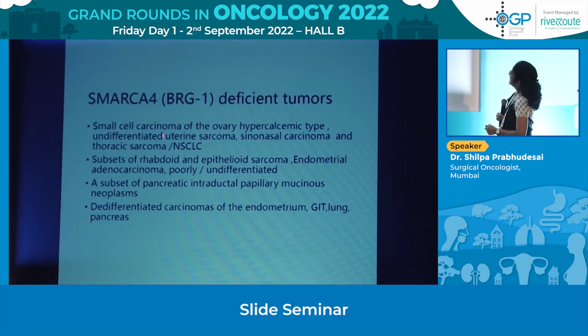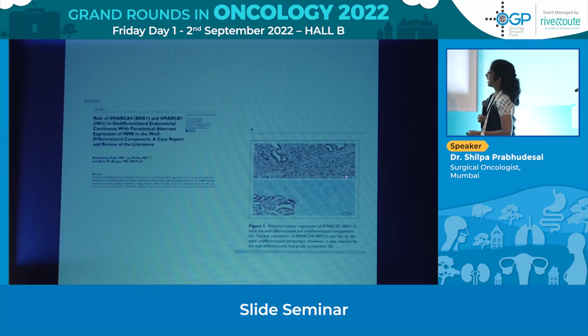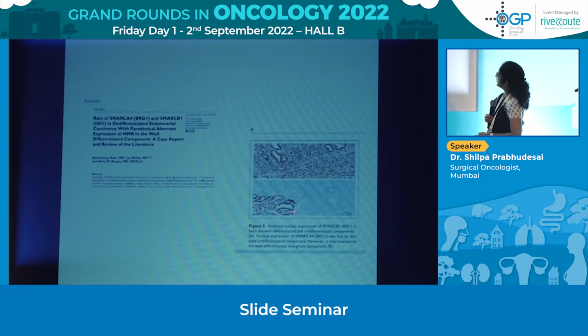The BRG1 deficient tumors, again, there is a list which also includes some sinonasal carcinomas, the thoracic sarcomas, and here this paper I would like, no, I will show you another one. This one is from our lab, Jain and Dr. Borges wrote it. So here you can see that this is a tumor, it's a well differentiated adenocarcinoma that we are seeing of the endometrium with these dedifferentiated areas. And the BRG1 is lost in the dedifferentiated areas while it is still being retained in the well differentiated one. So this is well documented in literature, and it is very interesting to see when one has a case like this.